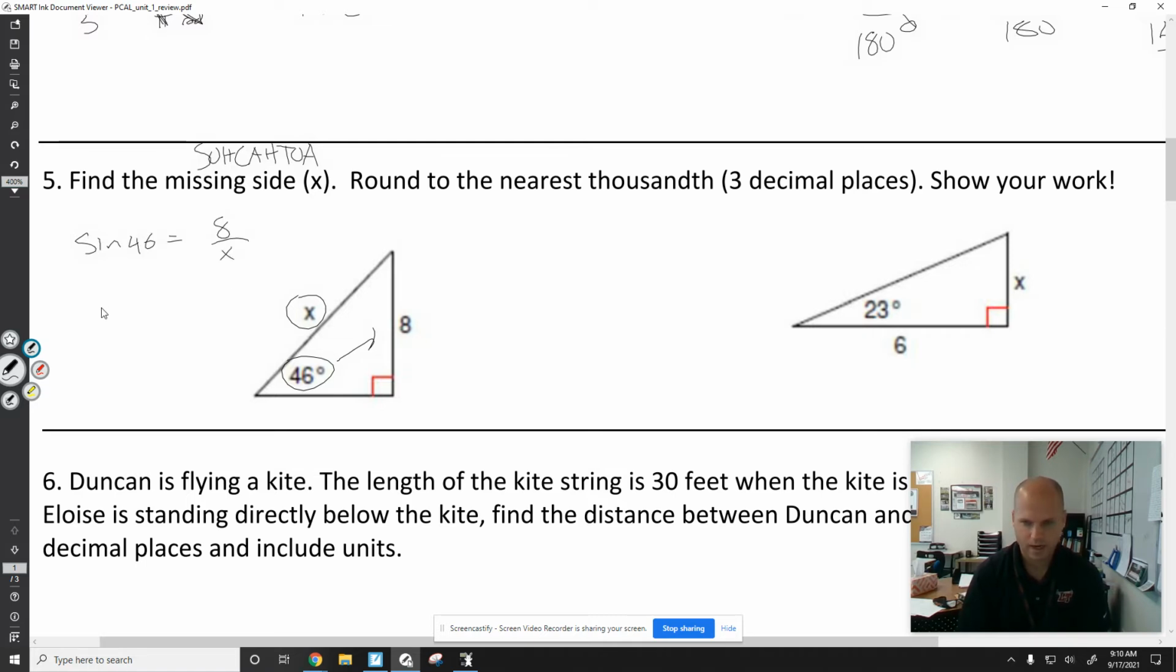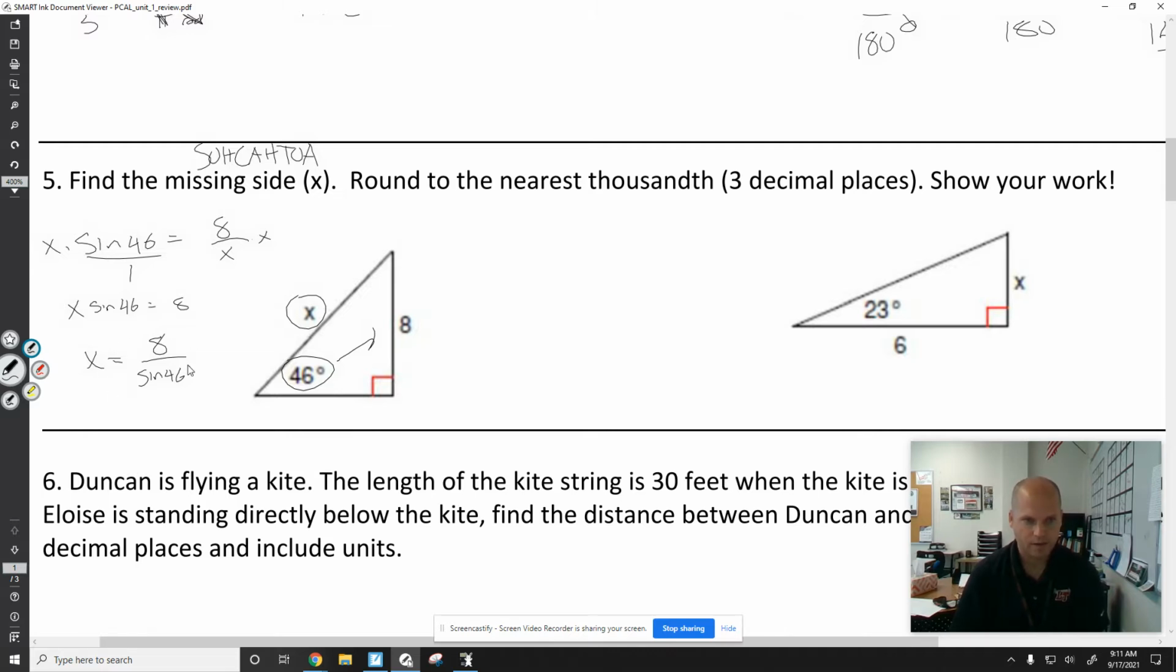Now I'm just going to solve for x. How do you do that? Got to get x up. You'll have to divide by sine 46. I think a lot of us actually kind of struggle with solving for x in a denominator. You could also cross multiply. If you put the sine 46 over 1, you could flip both sides, then multiply by 8, whatever. You get this.